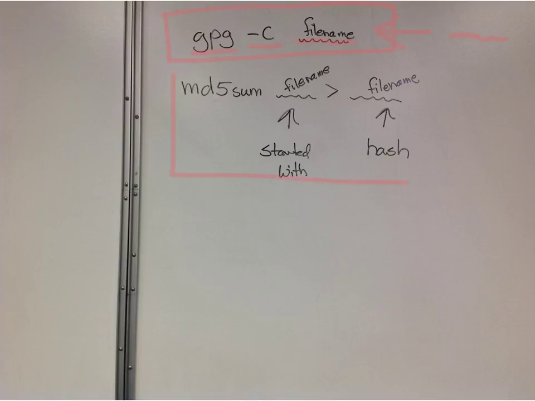Then we also looked at hashing. You can use an MD5, that's the algorithm, and it'll take this file name and it'll create a hash out of it. So this is what you start with, and then over here you end up with a hash. And those hashes, based on the algorithm, are set size.